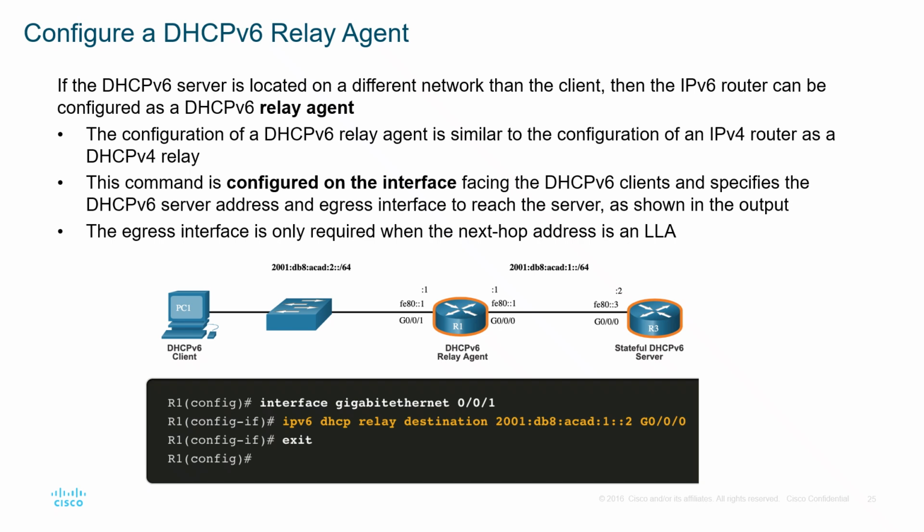So here from LAN 1 on my left, G0/0/1 is the interface that is facing toward the server. R1 becomes my relay agent. So the command goes on G0/0/1, and the command is ipv6 dhcp relay destination, and then the actual destination IP address of the router that is holding, in this example, the server information.